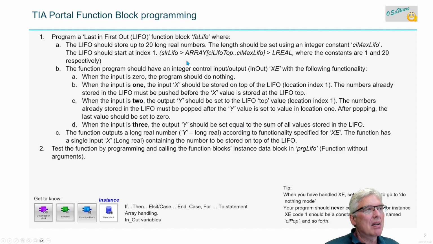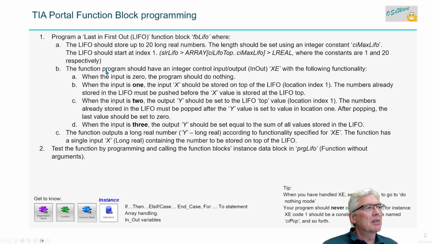So this is a little about array handling and so on. Store up to 20 long real numbers. The length should be set using an integer constant maxLifo, which is 20. And the LIFO top is entry 1, so this LIFO top should be a constant 1. So this is an array in the static section, a long real LIFO array. We don't indicate that it is an array because it's just a basic data type, real.